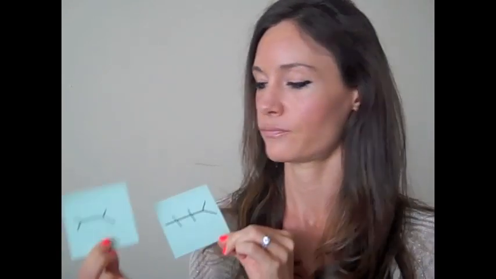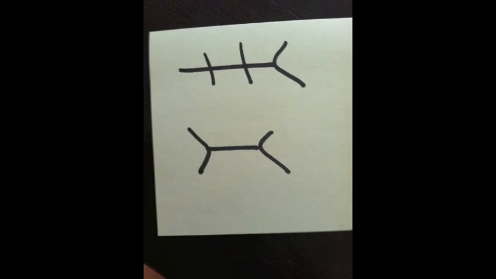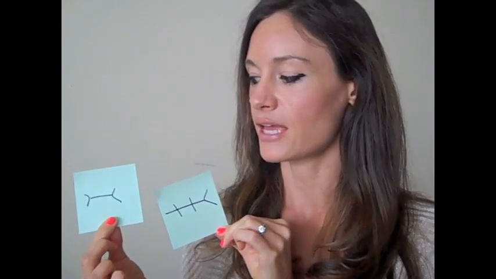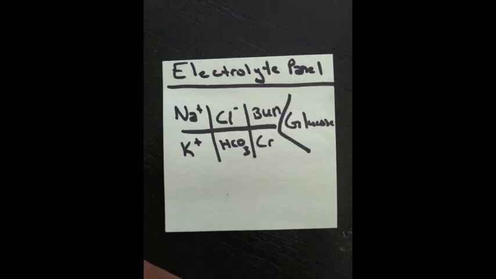So there's two tools that help me with major lab values that I think every nurse and nursing student should know. It's these two images, and I'm going to post them so you can draw them yourself. And so what do these mean? This is your basic major electrolyte panel. And then this is your H&H.